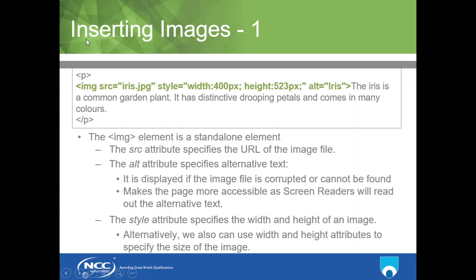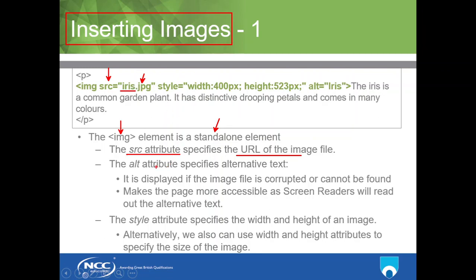Okay, so how do we insert images into our web pages? We use the image element, IMG. IMG is a standalone element. It uses the source attribute to specify the URL of the image, the location of the image. So source equals iris.jpg. JPG is the extension for JPEG images. So you start with the name of the image, then a dot, then the extension of the image.